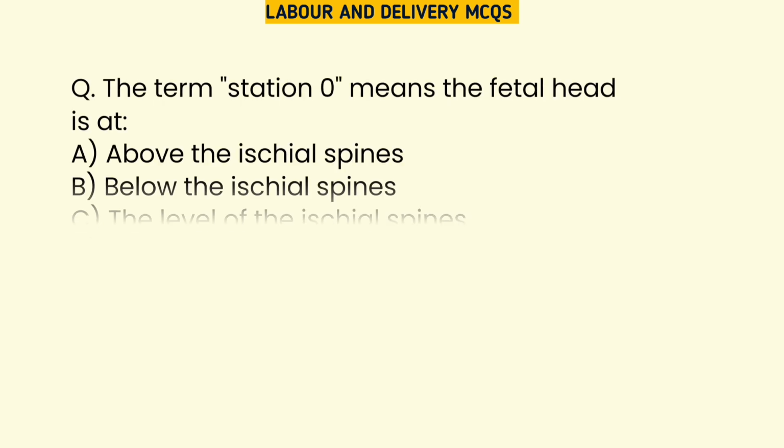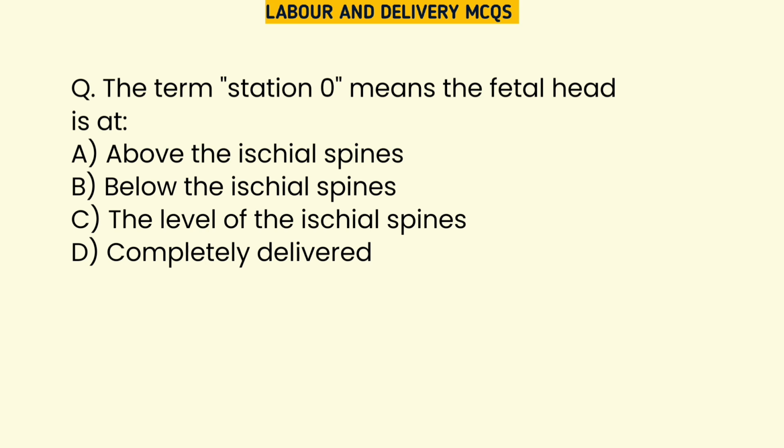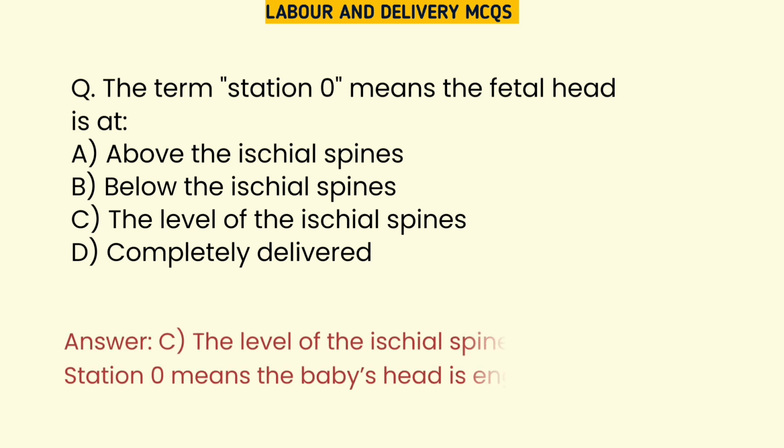Next question. The term station 0 means the fetal head is at. Correct answer is C. The level of the ischial spines. Station 0 means the baby's head is engaged in the pelvis.